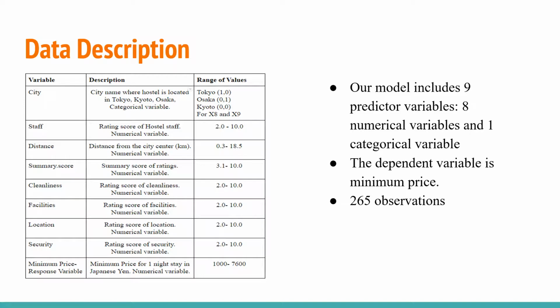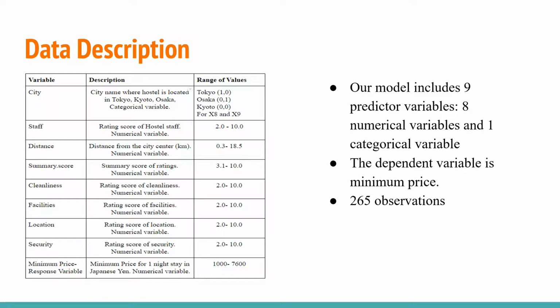Now let's take a look at our data. It is from the Kaggle website, which gives us prices of hostels under various situations, mainly in Tokyo, Kyoto, and Osaka. We have 8 numerical variables, namely staff, distance, summary score, cleanliness, facilities, location, security, and minimum price, and also 1 categorical variable, which is city.